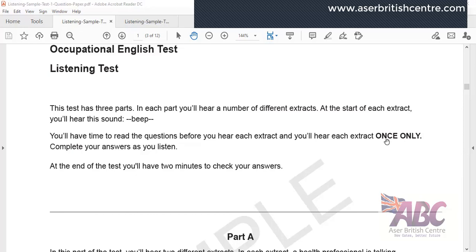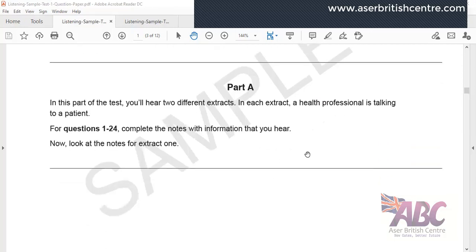And of course, the time for this test is 40 minutes. So you have to listen, read, and answer at the same time, and this is where the difficulty lies. Why is it difficult? Because you have to use more than one skill at the same time. At the end of the test, you'll have 2 minutes to check your answers and review the spelling, especially in gap completion, which is in part A. So let's start now with part A.